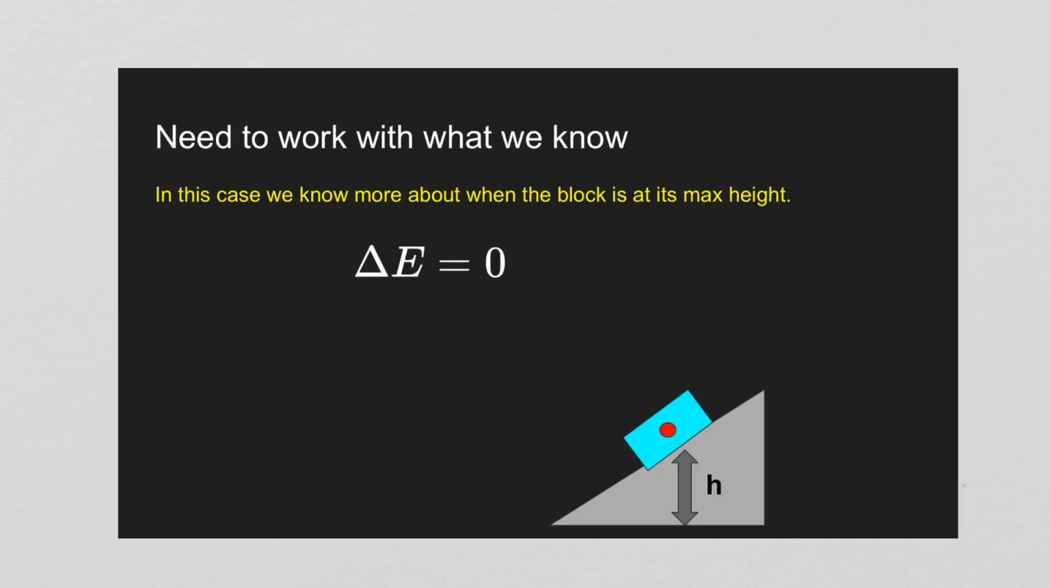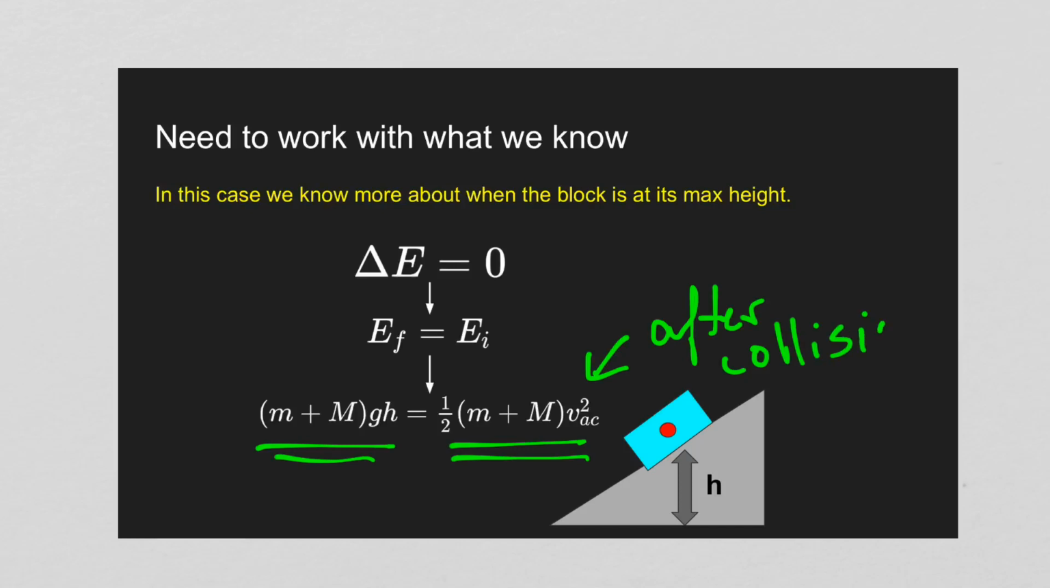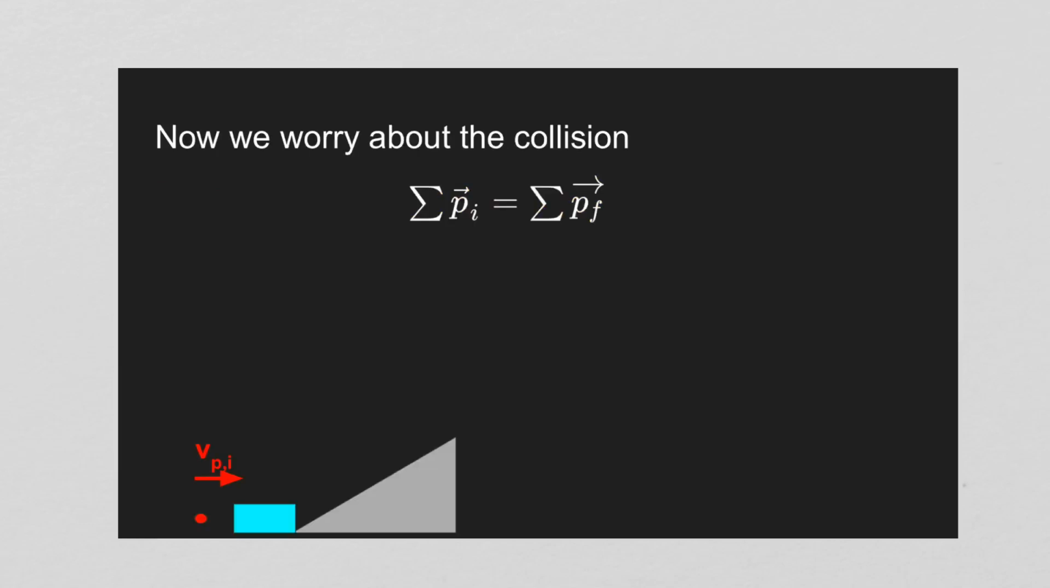So here I've got this block going up the ramp. No external work is being done by non-conservative forces, so I know that energy is going to be conserved. At the end, I've just got gravitational potential energy. At the beginning, I've got kinetic energy, where this v is the velocity after the collision. So when you break a problem up, you've got to figure out what carries from piece to piece. In this case, this velocity is the velocity after the collision.